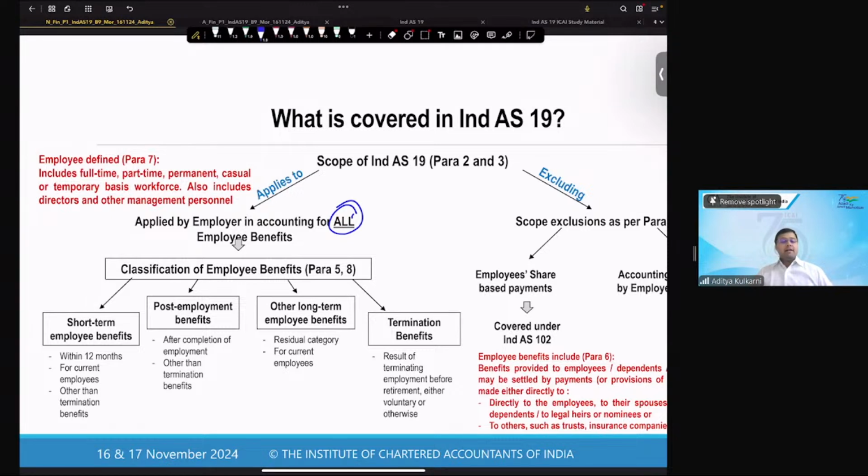Other long-term employee benefits. This is a typical residual category. Basically, this is payments made to employees who are serving the entity. They have still not superannuated, they have still not resigned. But for the long duration that they have served, typically a long-term service award is going to be given. A monetary recognition for the time they have spent in the organization, for the years of effort they have given. For example, a cash payment of 50,000 to an employee who has served the organization for 10 years. Now, this becomes a long-term benefit.